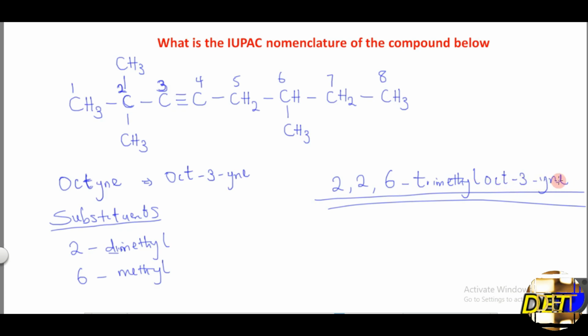3-yne means that the triple bond is located at what? Carbon 3. So again, this compound is 2,2,6-trimethyloct-3-yne. 2,2,6-trimethyl means that there are 3 methyl groups. 2 are attached to the second carbon atom, and one of them is attached to the 6th carbon atom. So that's why we have 2,2,6-trimethyloct-3-yne, right? So this is the IUPAC nomenclature of this compound. That is simple and straightforward.